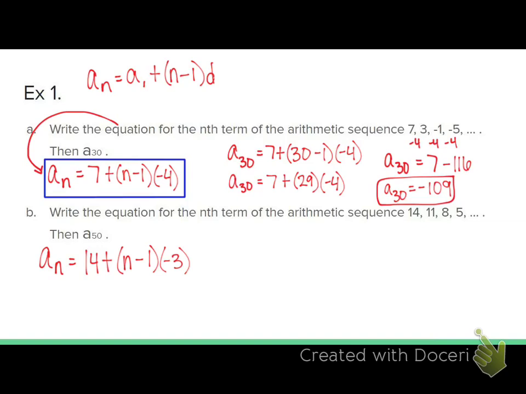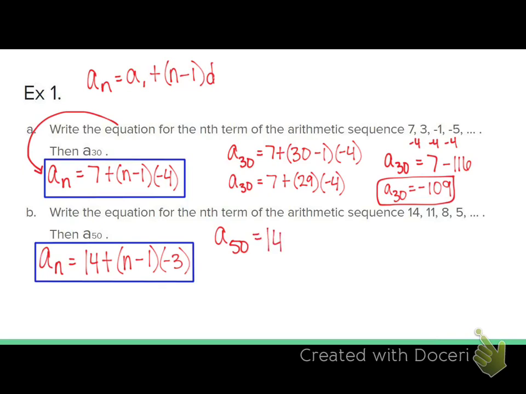Questions, concerns about writing that equation? Now, technically, we could distribute the negative 3 and combine like terms and do all that, but I'm not going to require that. If you can write it like this, that's fine. That is our equation. So now we need to find a sub 50.